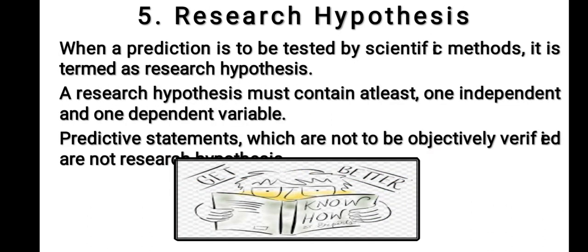The next one is research hypothesis. When you formulate a research hypothesis, there should be at least one dependent variable and one independent variable. So any research hypothesis is put to test. When a prediction or a relationship is tested by scientific methods, it is called a research hypothesis.